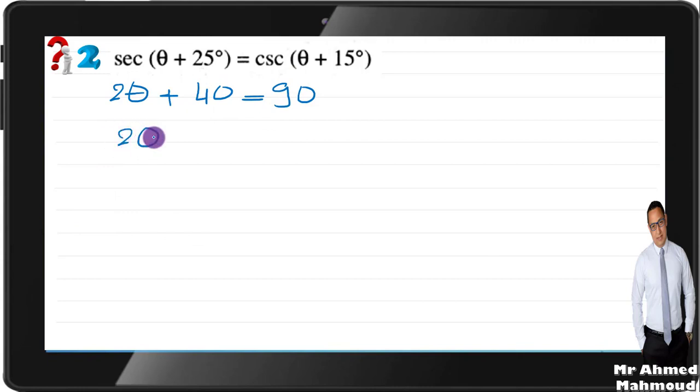Then 2 theta equals 50. Divided by 2, then theta equals 25 degrees, and this is an acute angle. Okay. Now, number 3.